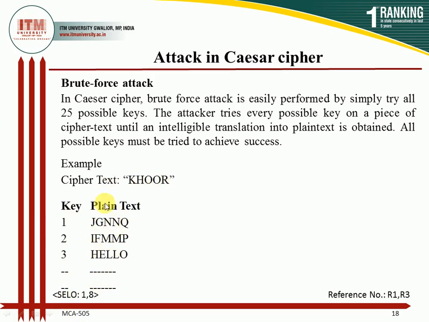As you can see with this example, the attacker will get your plain text message in 3 trials. First trial fails, second trial fails, and at the third trial, the attacker gets the actual plain text message. So this Caesar cipher is not very secure for encrypting your text over the network.